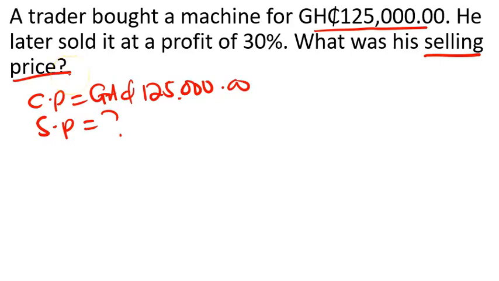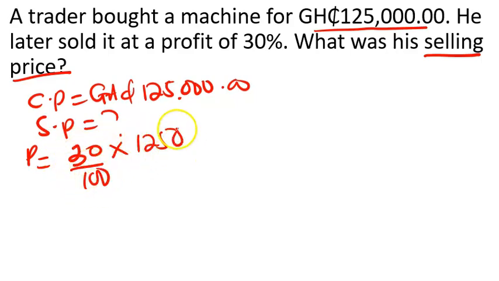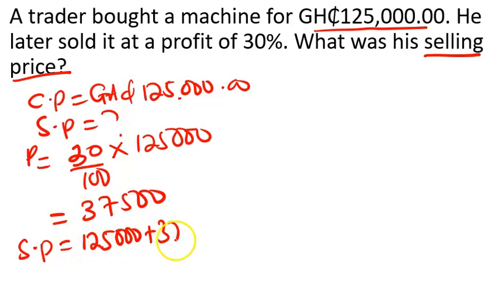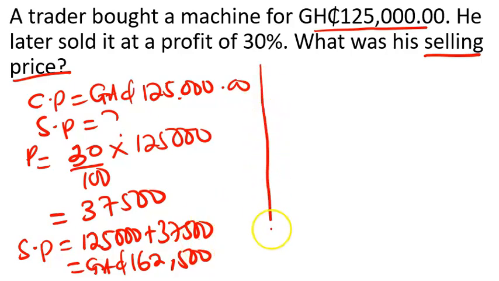Okay, I'm going to look at two methods. So the first one, knowing the profit percent, the profit is going to be 30 over 100 times 125,000. And this, we are getting 37,500. So the selling price will obviously be the profit plus the cost price, which is 125,000 plus 37,500. And we are getting 162,500. Okay, let me use the formula.